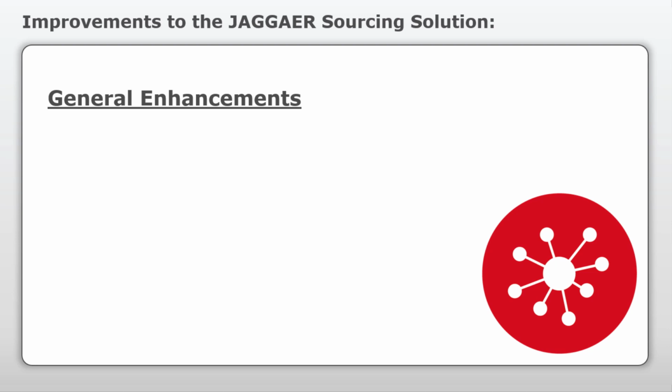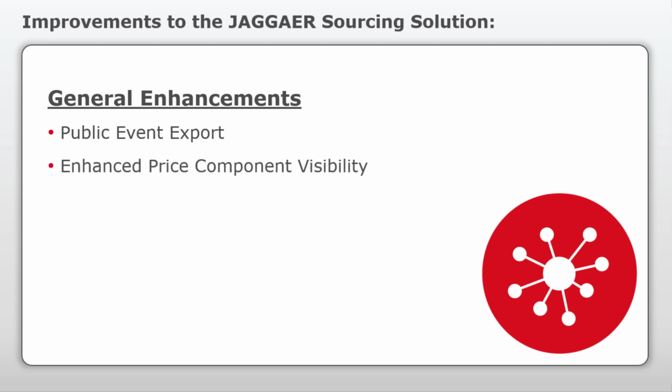JAGGER Sourcing will have several improvements, including the ability to export information about public events and enhance visibility for price components, basically a way for suppliers to break up pricing into predefined buckets to provide deeper insight for improved negotiation and analysis on the all-in bid against individual items.